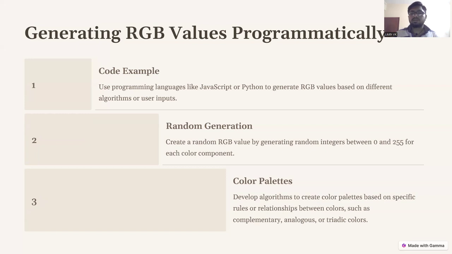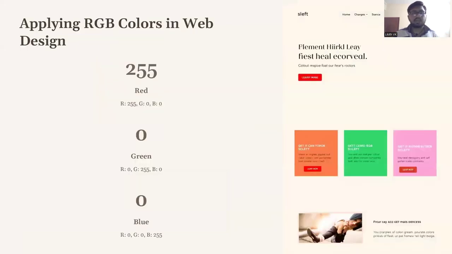Applying RGB colors in web design. Here 255 is the red, G is 0 and B is 0, and for green, G is 255 and the others are 0. You can see on the right-hand side which color is represented, that color value is 255 and the others are 0.